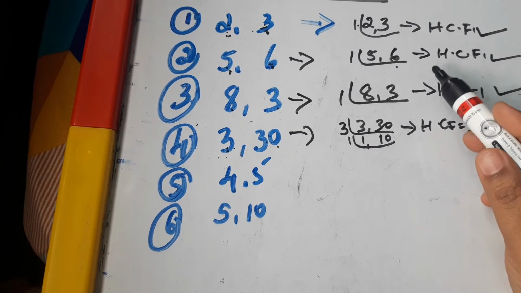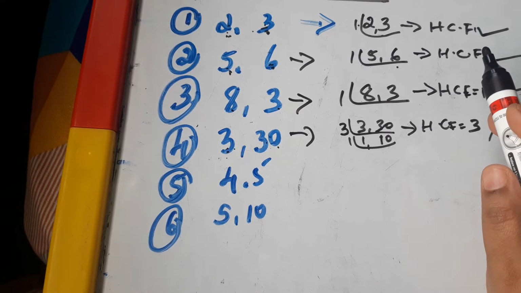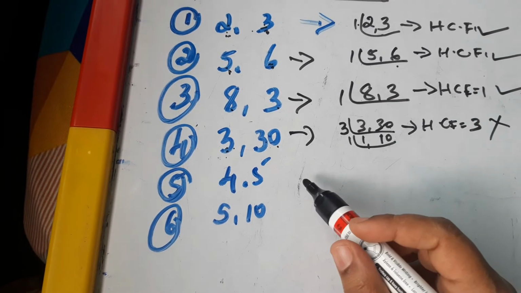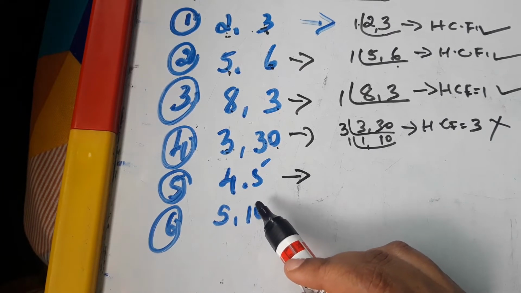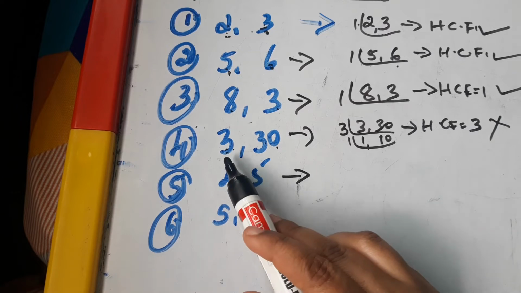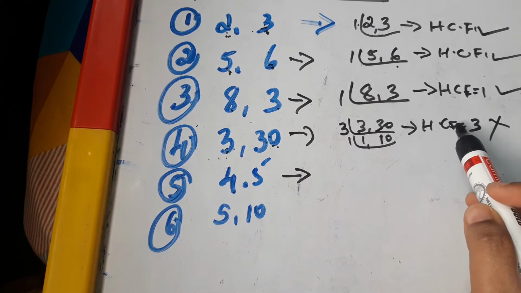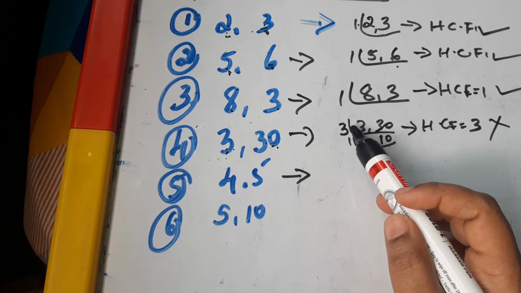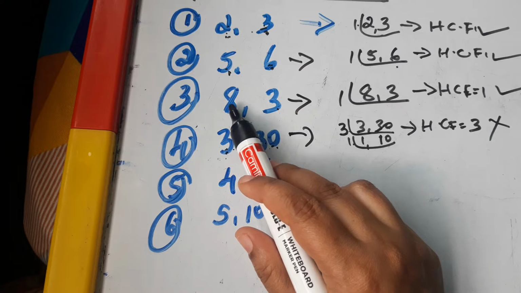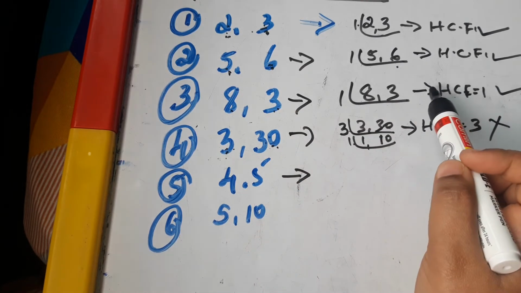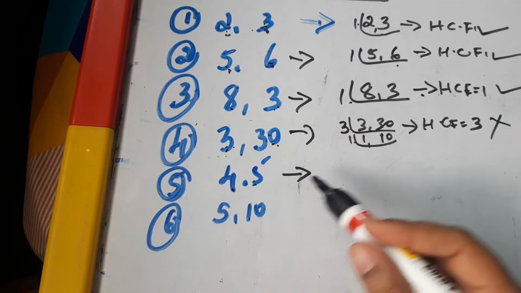So the easiest method is finding the HCF. If the common factor is 1, the highest common factor is 1, then those numbers are coprime, whether the numbers are prime or composite. Here 3 and 30 is not coprime because we are getting more than one HCF. Here 4 and 5 is a coprime pair because the HCF is only 1. Find the HCF of 4 and 5.